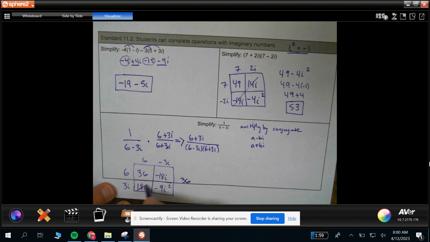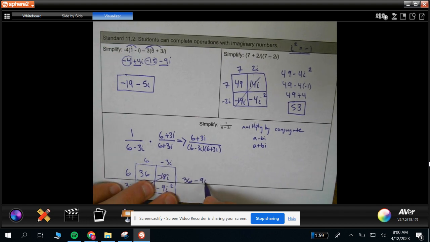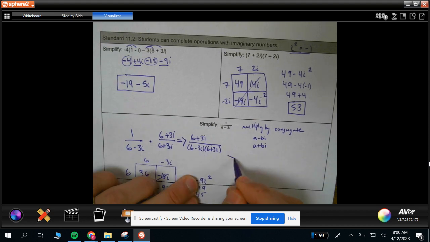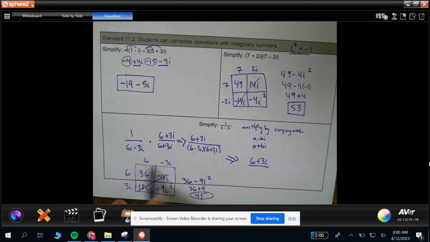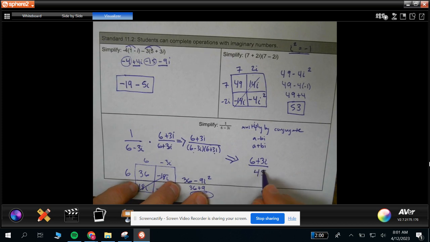36. Those cancel. Minus 9i squared. i squared is negative 1. Negative 9 times negative 1 becomes positive. So the bottom of our fraction becomes, sorry, I'll put a little down arrow right here, 6 plus 3i over 6 minus 3i times 6 plus 3i, which became 45 after we multiplied them together and simplified. This is where we want to finish, right there.